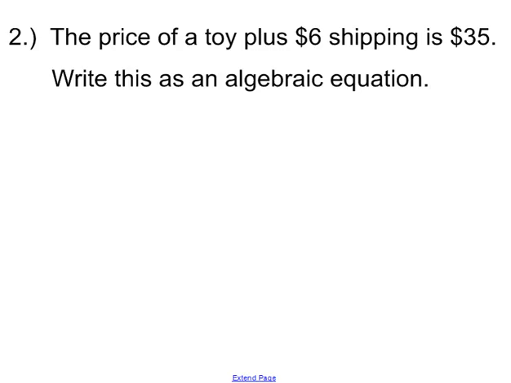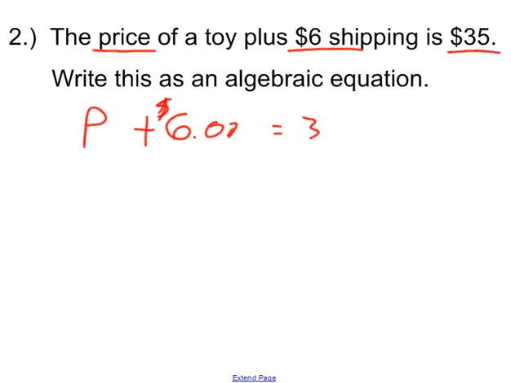The price of a toy plus $6 shipping is $35. So let's practice again. I'm going to use P to stand for the price of the toy. I'm going to add to that the $6 in shipping, and I'm going to get a total of $35.